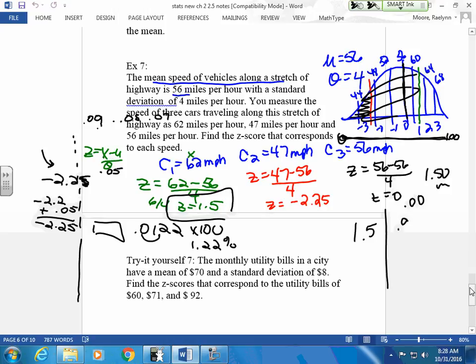What is it? 94.41. That means I am at the 94.41 percentile. I am better than 94.41% of the people, of the speed of the vehicles. I'm faster than 94.41% of the vehicles on this road.